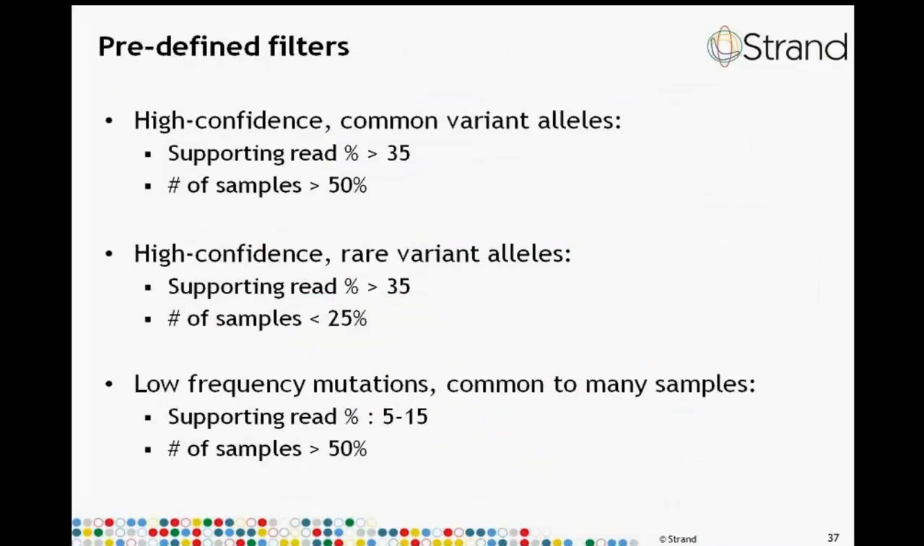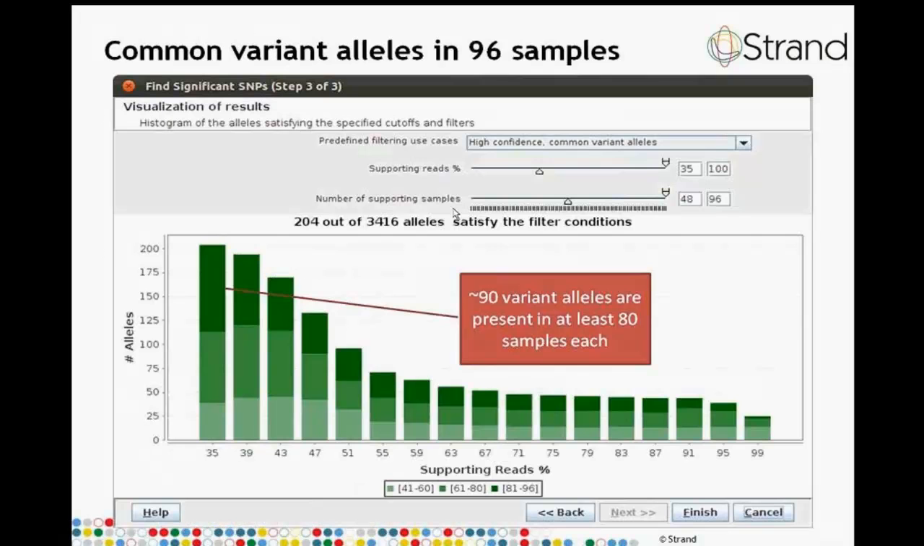In fact, multiple filtering criteria are present in the drop-down. The most commonly used one is the first one, which is high confidence common variant alleles. Each one of these filters simply changes the supporting read slider and the number of samples slider. You'll notice out here that we have 2 different filtering dimensions. You could consider an allele to be important if it has a large number of supporting reads and if it's present in a reasonable number of samples, and you may want to adjust both of them. The different filtering use cases present in the drop-down simply adjust both of these sliders.